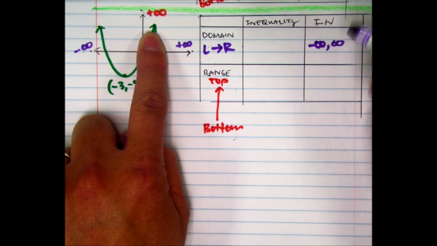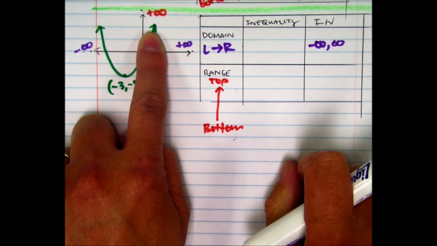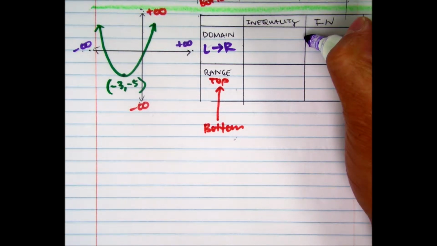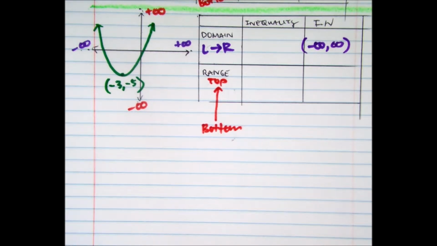Liz, which symbols do I use on the left and the right? Remember, with infinity, you always use parentheses. Raise your hand if you got that. Good.